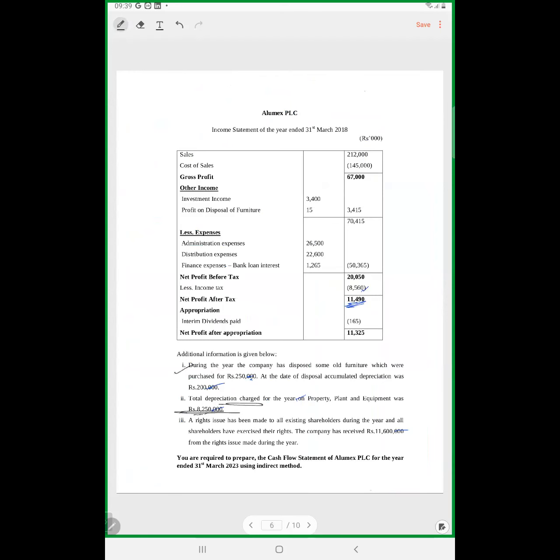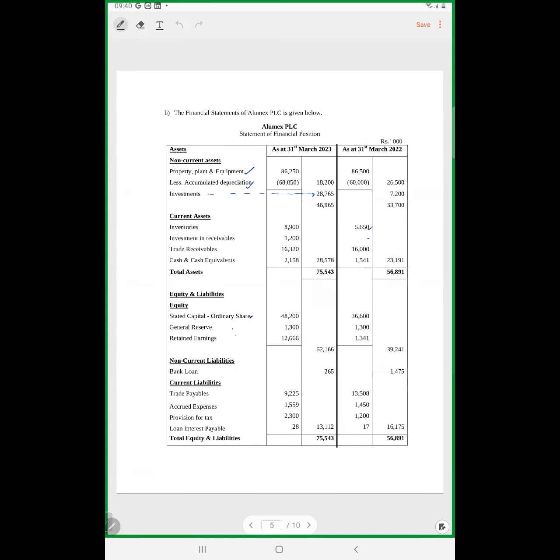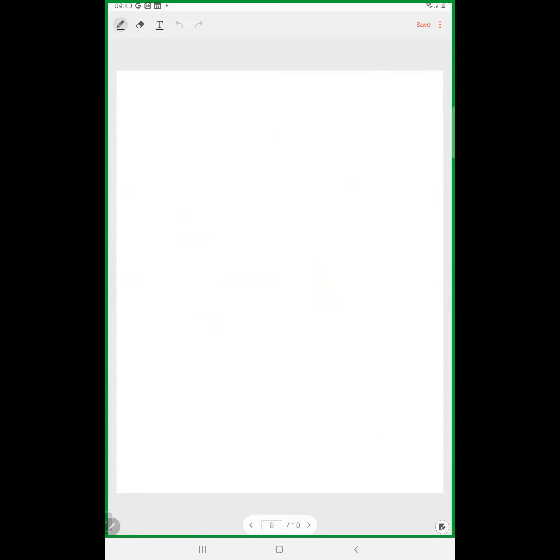During the year, the company has disposed some furniture which was purchased for rupees 250. At the date of disposal, accumulated depreciation was 200. And in connection with this, the adjustment, you can see here, profit on disposal is also given. And property, plant and equipment values are also there. We'll discuss one by one. Property, plant and equipment.